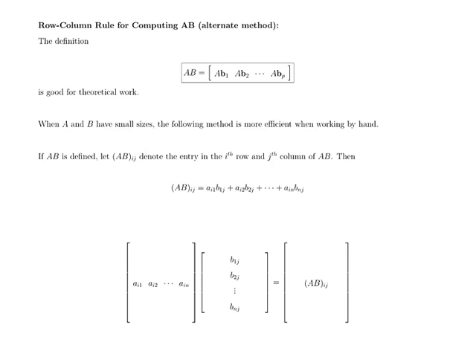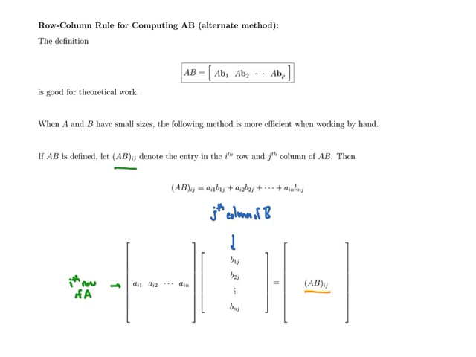So here, AB is defined, and we're going to let (AB)_ij, that is the entry in the ith row and the jth column of AB. And we can define that by looking at the ith row of A and the jth column of B. And we're going to multiply those in a dot product like fashion to get (AB)_ij.